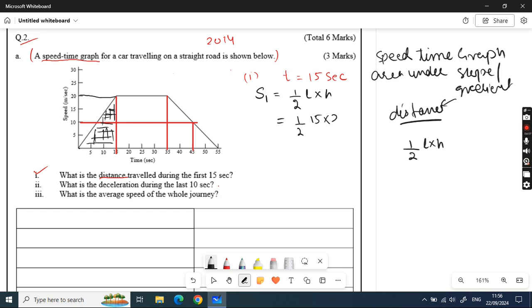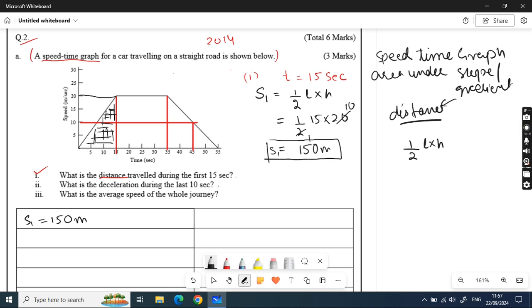Height is 20. So 1/2 of 20 is 10, and 10 into 15 is equal to 150 meter. This is the distance. So in the first part, what is the distance traveled during the first 15 seconds? S1 is equal to 150 meter. The car travels a 150 meter distance in the first 15 seconds.